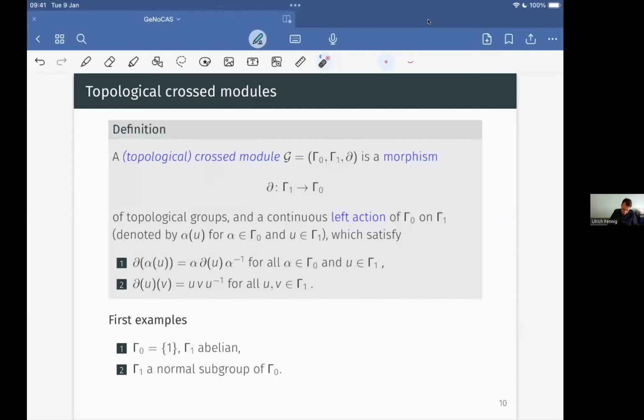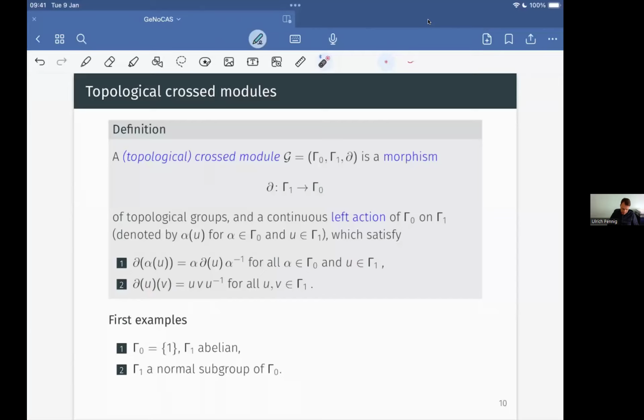Then the two conditions that the action and this map have to satisfy are as follows. If I act with an element in gamma 0 on an element in gamma 1, and then apply delta to it, then delta intertwines the action of gamma 0 on gamma 1 with the conjugation action in gamma 0. That's what this first equation says. And then the other thing I can do is take delta, apply it to an element in gamma 1, and let that act on an element in gamma 1 again. And I want that to be the conjugation action as well. So these are the two conditions, and all of this together is a topological crossed module.